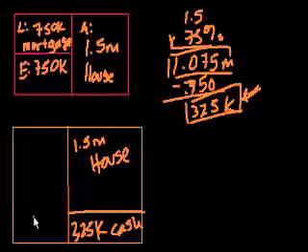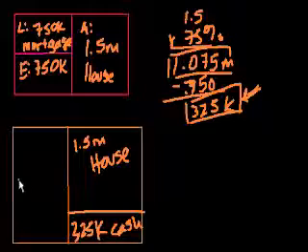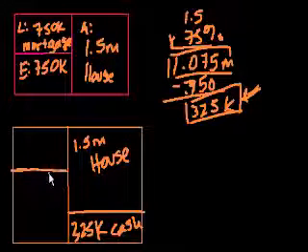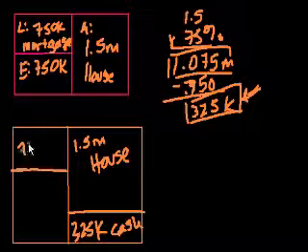Now what are my liabilities? Well, I have the original mortgage on my house. The original mortgage is $750,000.